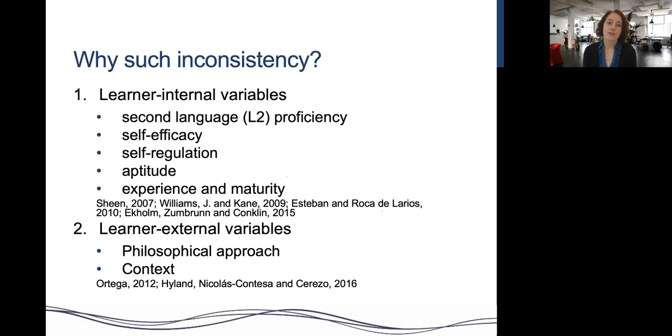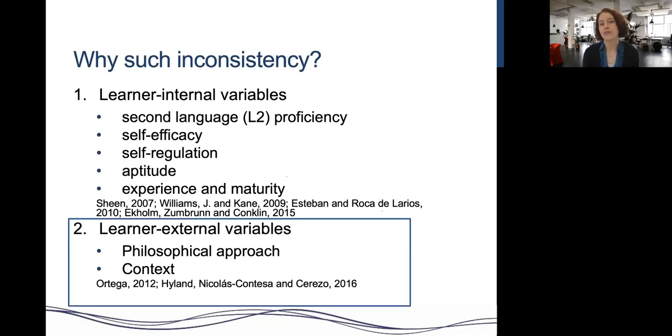The learner external variables might include, for example, the philosophical approach of the researcher, how they designed their study. It could also be impacted on by the context in which that study is taking place. Now, because these learner external variables are considered less commonly in research, let's take a deeper look at those right now.